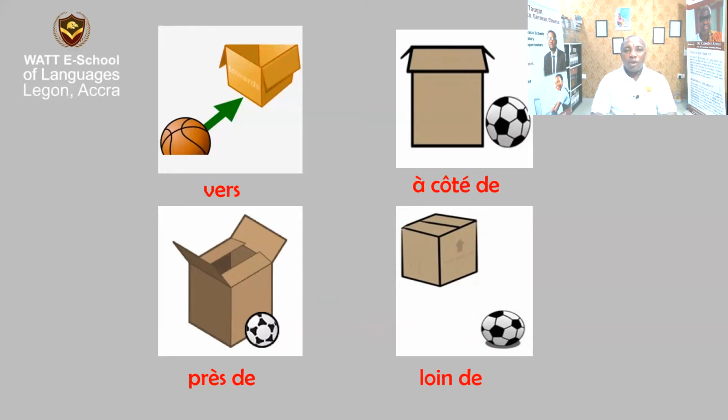All right, let's read the four prepositions you have on this page. Vers, repeat after me: vers. À côté de, près de. Près de, loin de, vers, à côté de. Don't worry, your pizza is there, Nicolas. Près de, loin de.